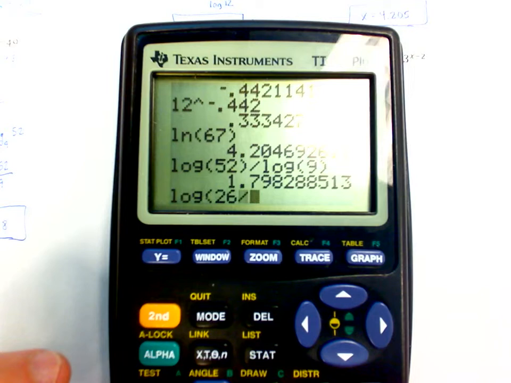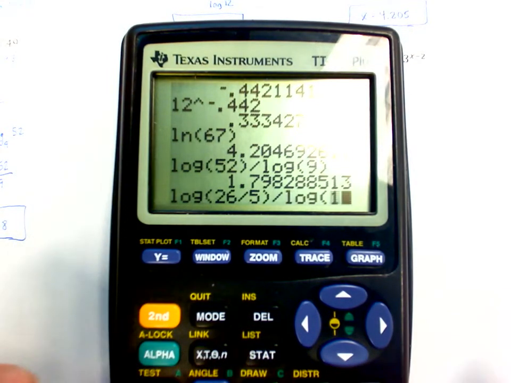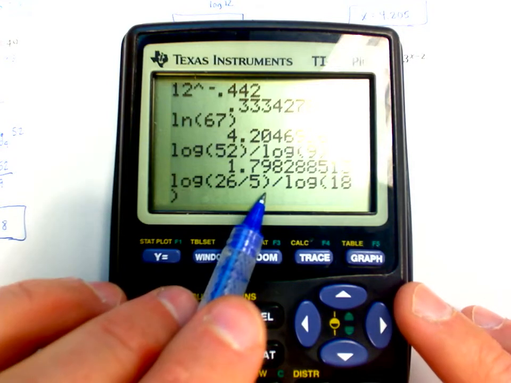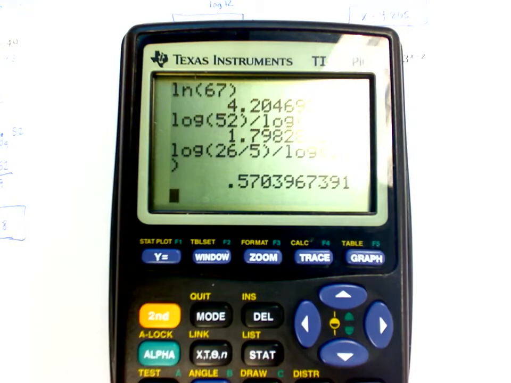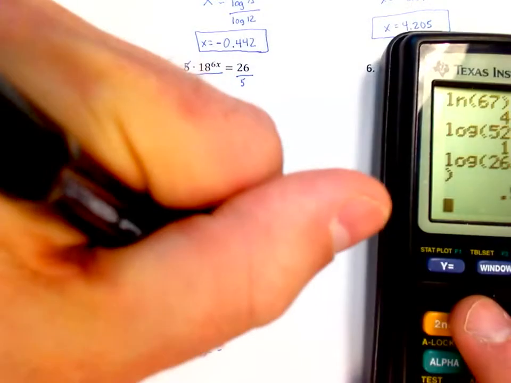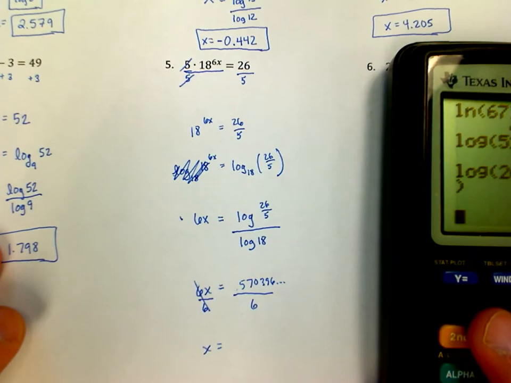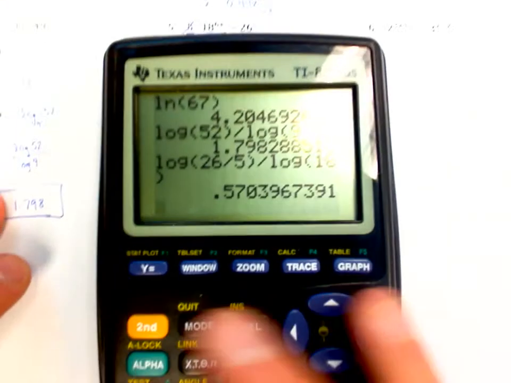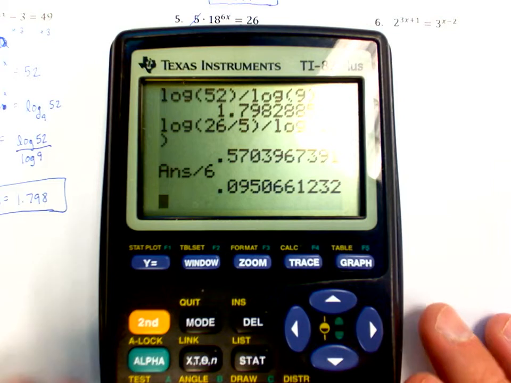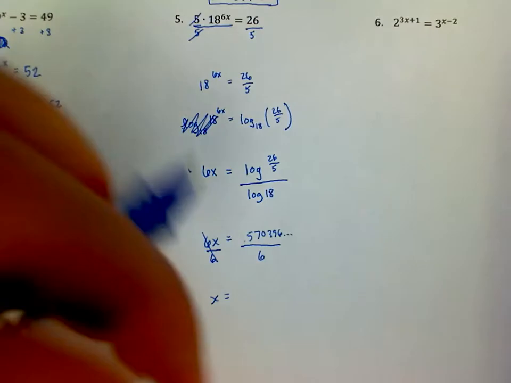Log of 26 fifths divided by the log of 18. Make sure you end your parentheses there after the 26 fifths. So that's what 6x is. It's 0.570396, and it keeps going on. I'm going to take this answer and divide it by 6. That gives me what a single x is. It's 0.095.